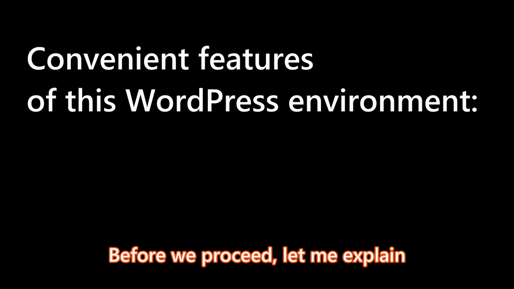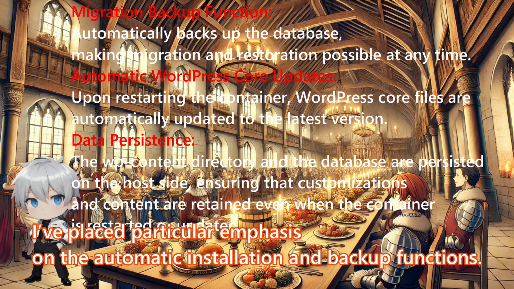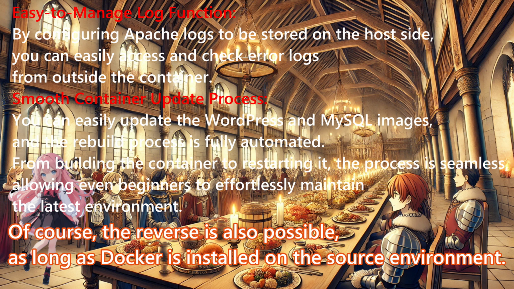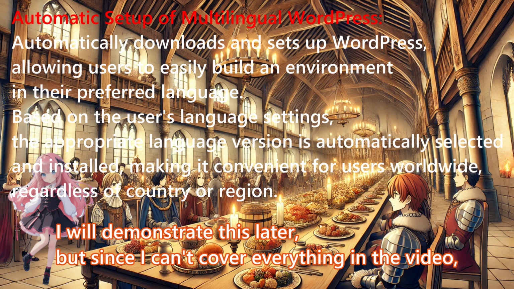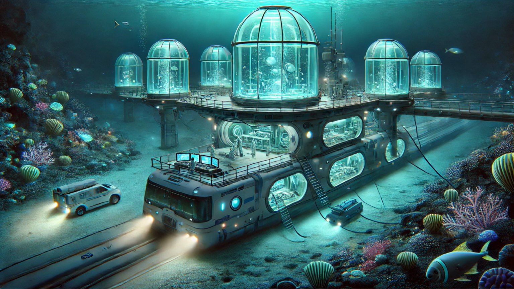Let's get started. Before we proceed, let me explain the convenient features that become available after setup. I have placed particular emphasis on the automatic installation and backup functions. By setting up a WordPress site in your local environment, you can easily migrate it to another environment. Of course, the reverse is also possible, as long as Docker is installed on the source environment. I will demonstrate this later, but since I cannot cover everything in the video, I will provide links to all the details in the description.